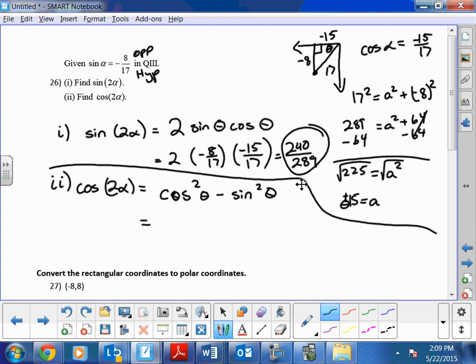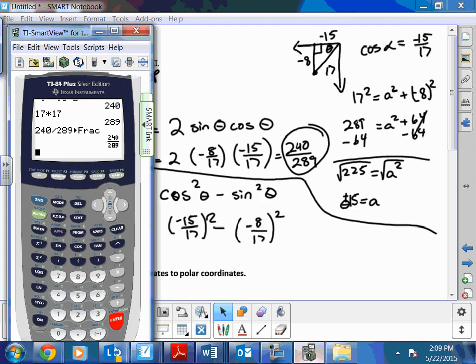You're going to take my cosine value, which is negative 15 over 17 squared, and subtract the sine value, which was negative 8 over 17 squared. Let's see what answer comes out for us. Negative 15 divided by 17 squared minus negative 8 divided by 17 squared.